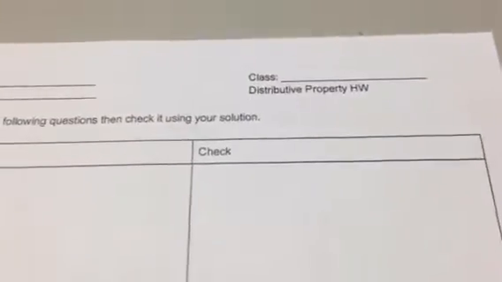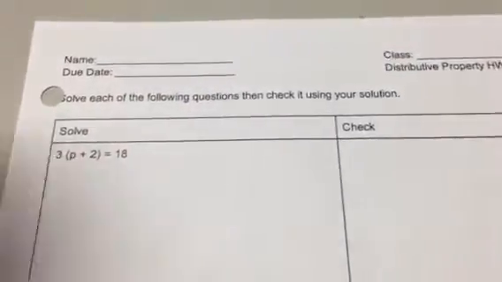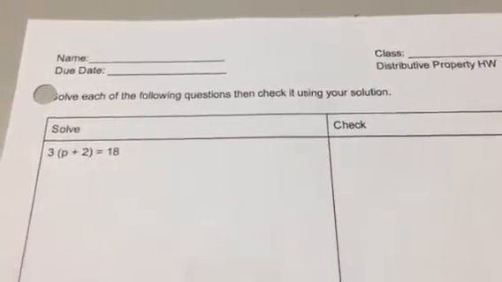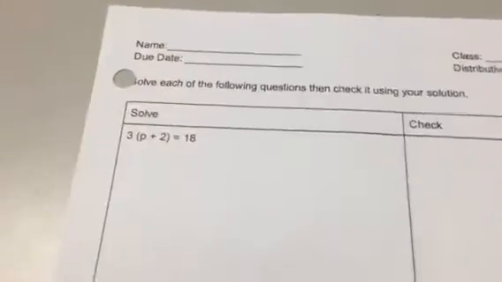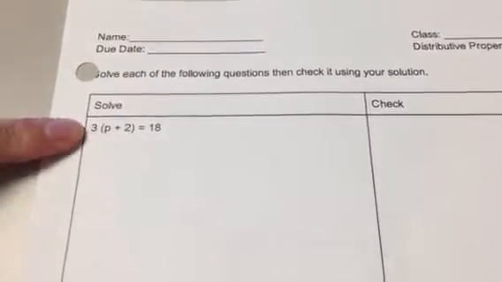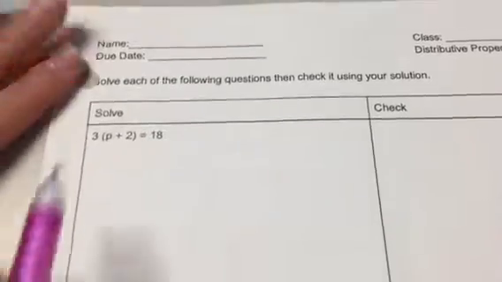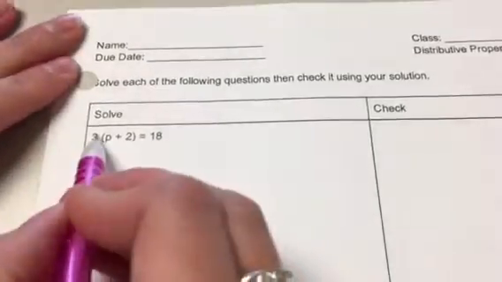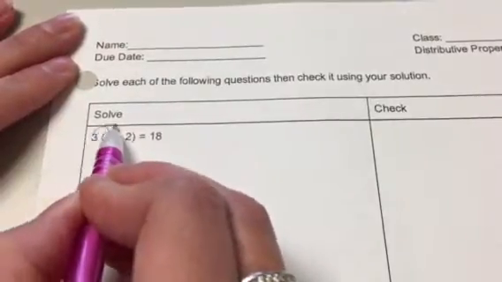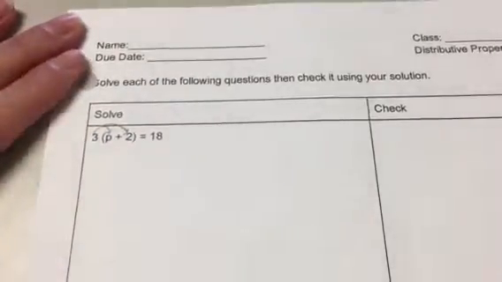This is the distributive property homework. The directions say solve each of the following questions, then check your solution. Whenever you see a number in front of parentheses, like this 3 is in front of the parentheses, that tells me that I need to distribute it, or multiply it, times all the terms inside the parentheses.